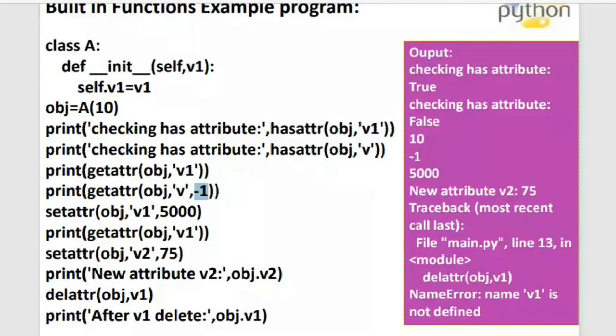Okay, fine. So delattr will actually delete the instance variable. Here we are actually deleting v1. So after deleting, if you try to access v1, you'll get a NameError saying that v1 is not defined, meaning that v1 is deleted.